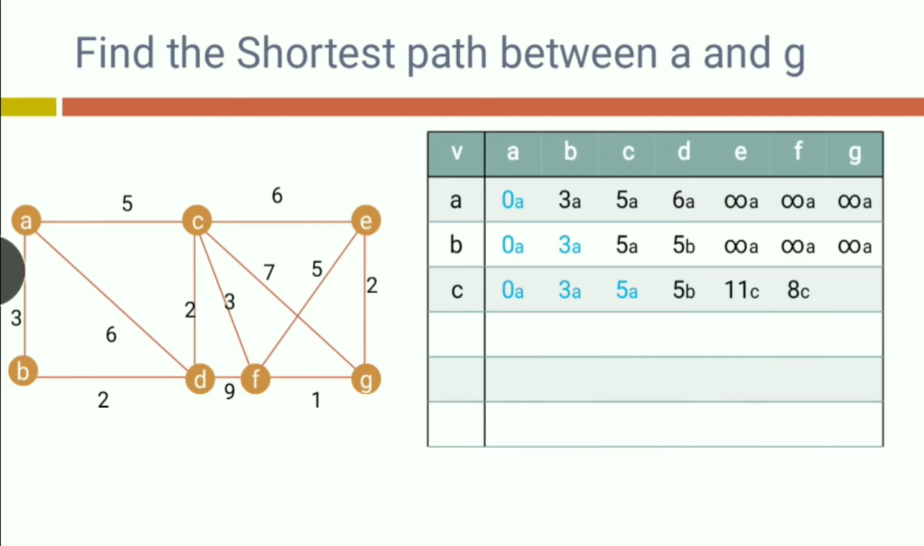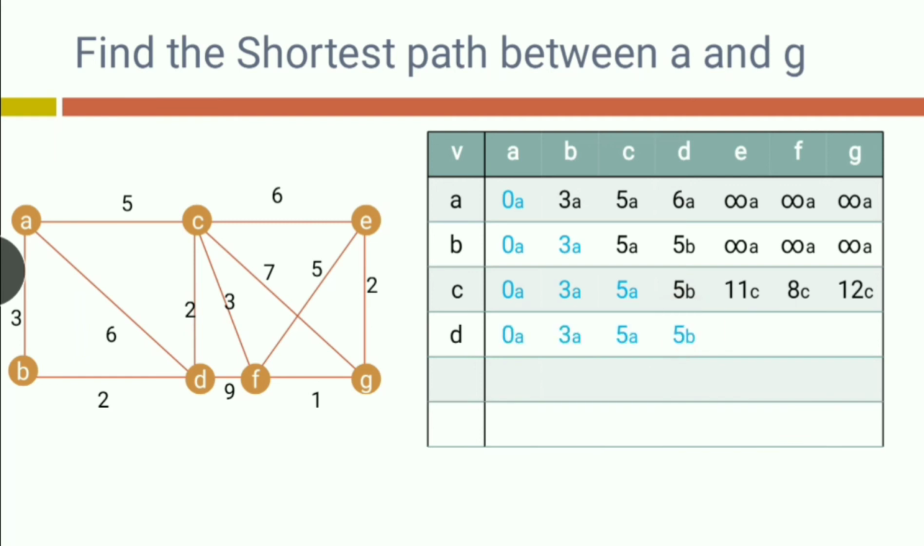What about G? C to G is 7. 7 plus 5 is 12. So we'll write 12C here. Now among these, which one is the smallest? D, 5 is smallest, so we include vertex D in our shortest path. So D is here now. And from A to D, we'll write all these distances as it is because they are already in our shortest path.